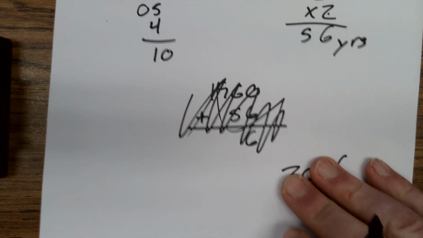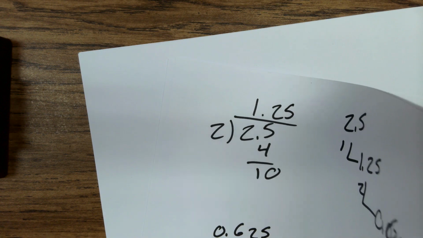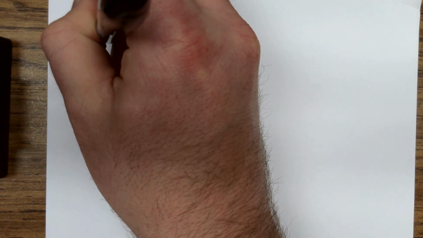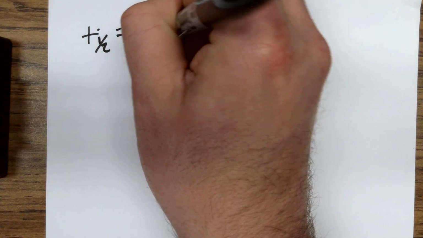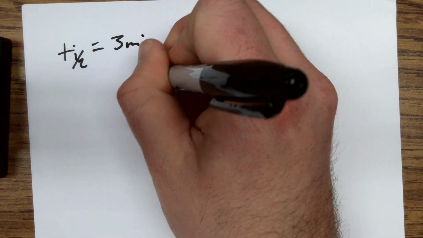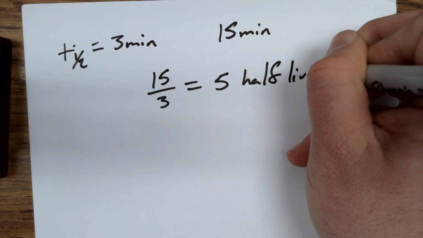How many half-lives did you have to go through? How many did you count? There were 5 half-lives you had to go through. How do we calculate 5? Well, we know that the half-life is 3 minutes, and we had 15 minutes to go through. 15 divided by 3 gives me 5 half-lives.